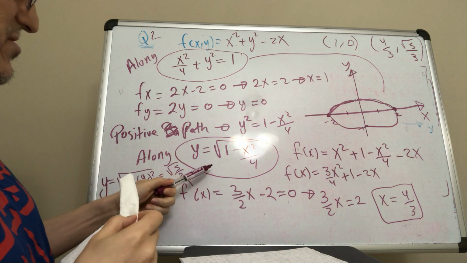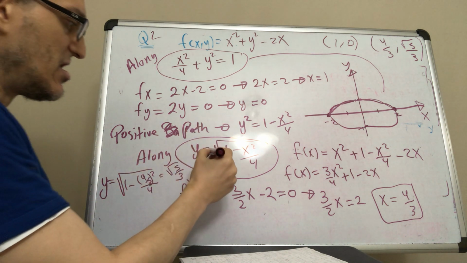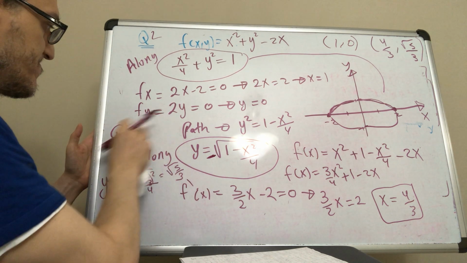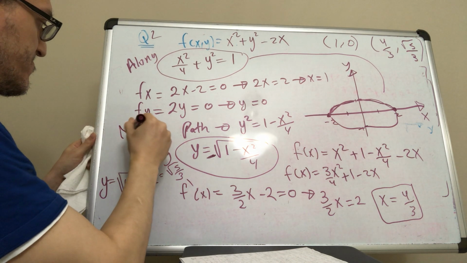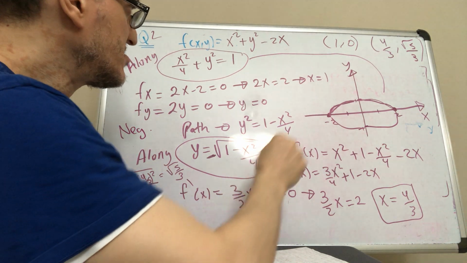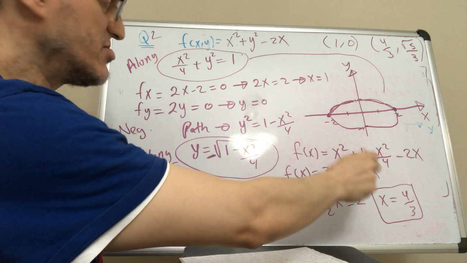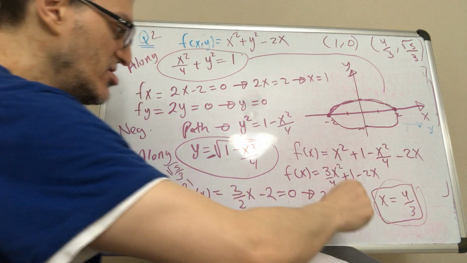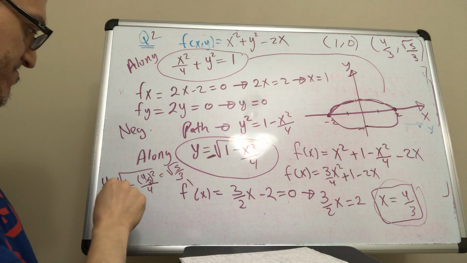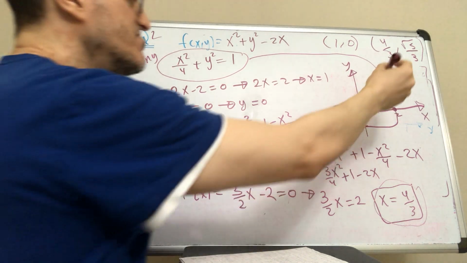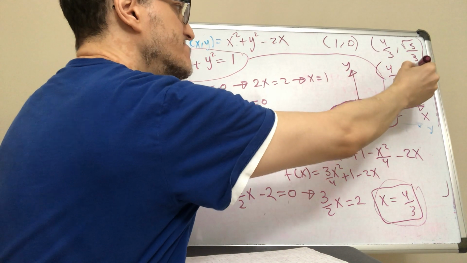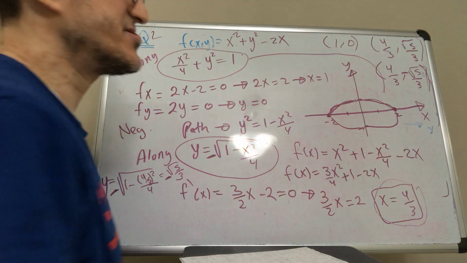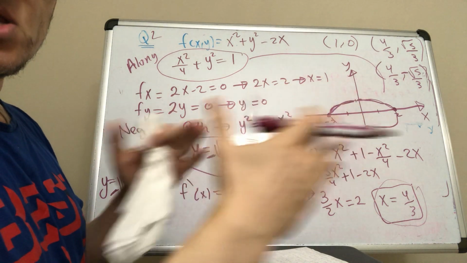This is when you do it along the positive path. If you do it along the negative path, since you're going to square the y, you end up with the same thing. It will eventually be the same point for the same x, but when you plug it back in, y will be negative. These are the 2 points for the critical points along the lines.